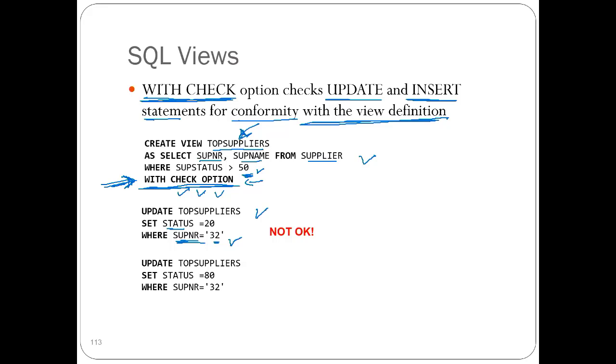How about the second one? Does that make sense? Should the second one be allowed? Update the same query, set the status to 80 where supplier number is 32. Makes sense? Yes, because it is anyway greater than 50, so we are fine with it.